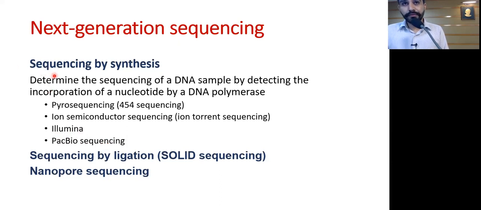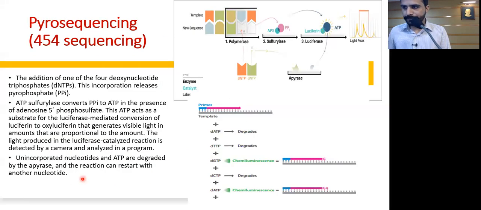In this sequencing method as well, sequencing is done by synthesis. So it's a long read sequencing. We can generate long reads as compared to Illumina, which is a short read sequencing system. And we also have sequencing by ligation and nanopore sequencing. We will also talk about nanopore sequencing in this lecture.